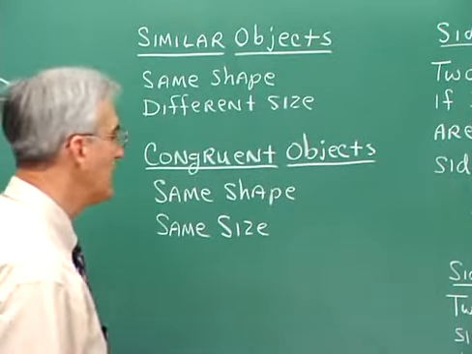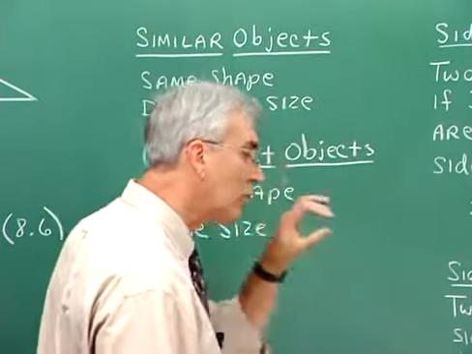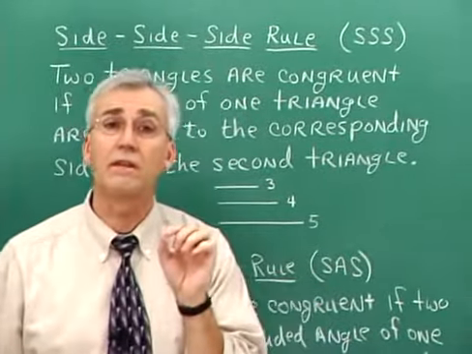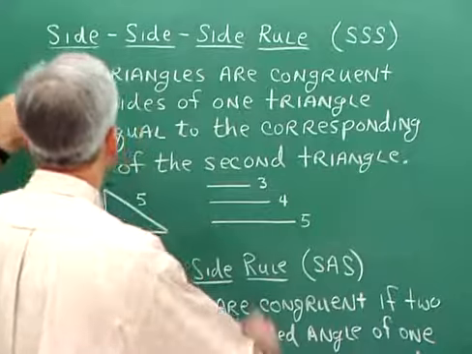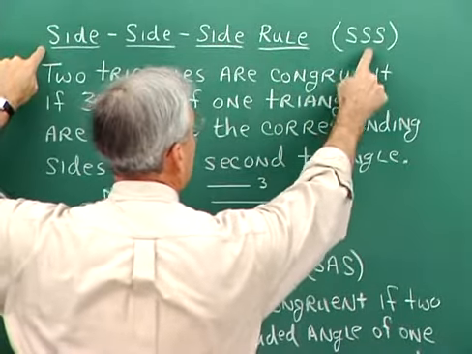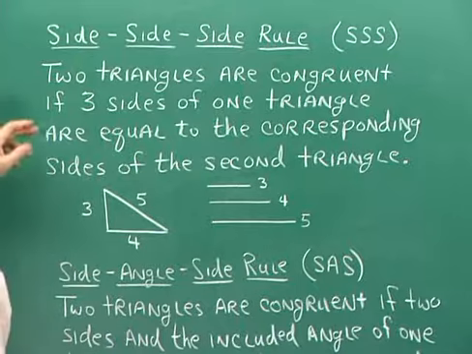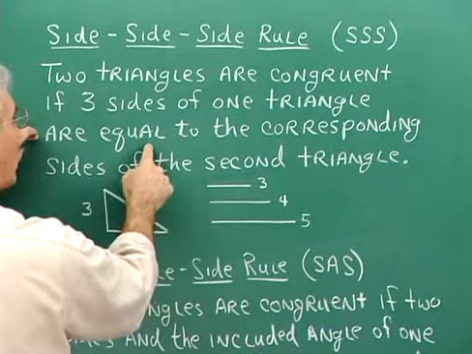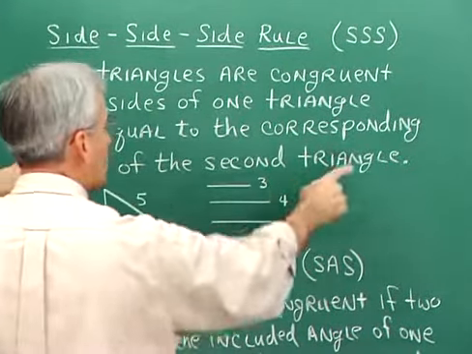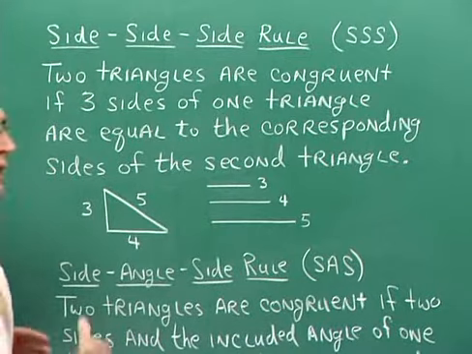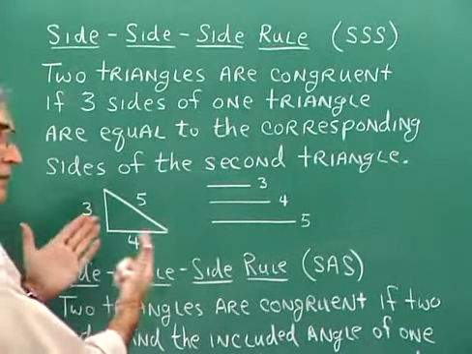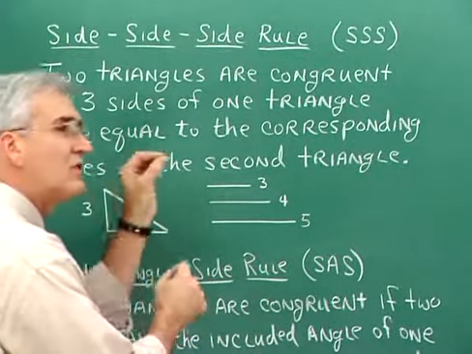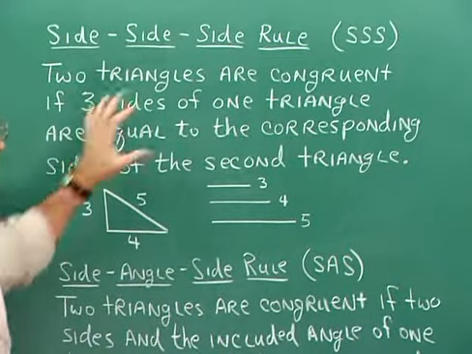A lot of geometry is associated with proving the congruence of triangles. Now, there are a number of ways of doing it, but I'm going to show you two of them here. This is the side, side, side rule, sometimes abbreviated SSS, and it goes like this: two triangles are congruent if three sides of one triangle are equal to the corresponding sides of the second triangle. Now, this almost seems eminently obvious, doesn't it? I mean, they would have to fit onto one another, or have the same shape and the same size, if the lengths of the sides are identical. And that's all that this is saying.